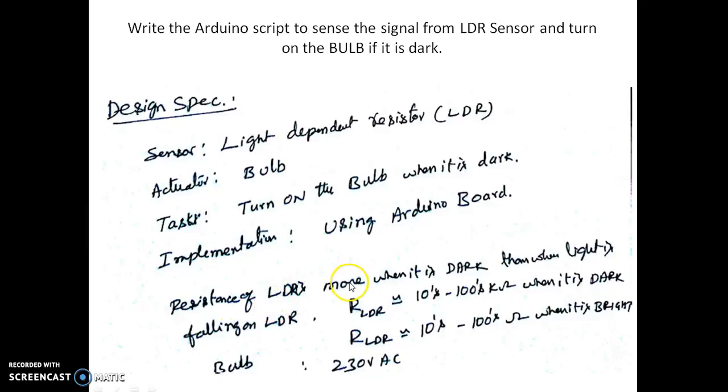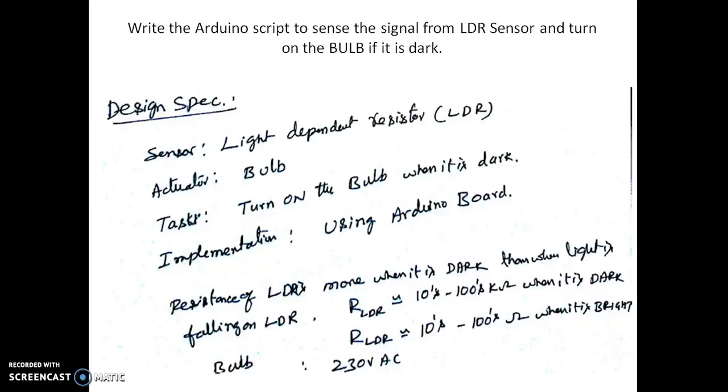The resistance of the LDR is high when the light is very low, that is, when it is dark. When light is falling on the LDR, the resistance is very small. R of LDR is in the tens of kilo ohms or hundreds of kilo ohms when it is dark. The same resistance will be hundreds of ohms when the light is bright. The bulb is operated using a 230 volt AC signal.